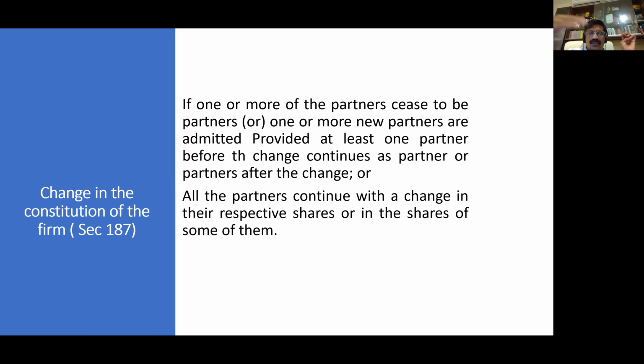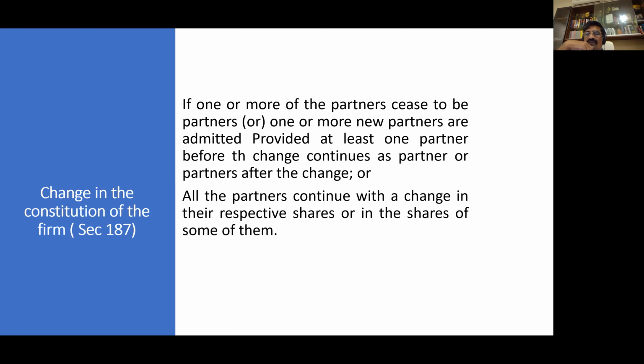Second point: all the partners continue. That means there is no retirement or admission, but the profit sharing ratio of the partners has been changed. They were sharing equally, now they change to, say, 5:3:2. Will this be considered as a change? The answer is yes. All the partners continue with a change in their respective shares. So what is the effect? If it satisfies the concept of change, then 184 says you should submit the revised partnership deed.